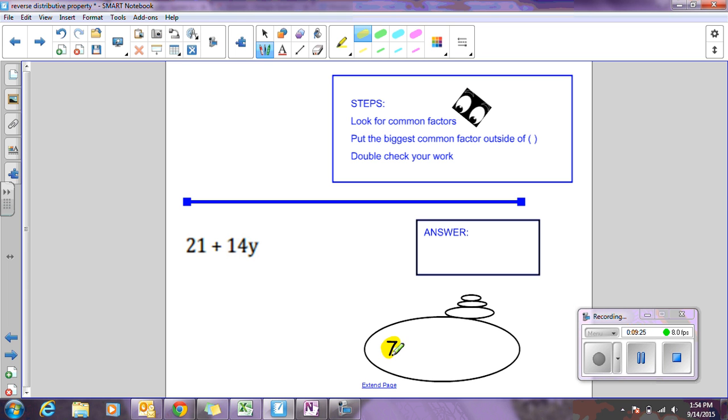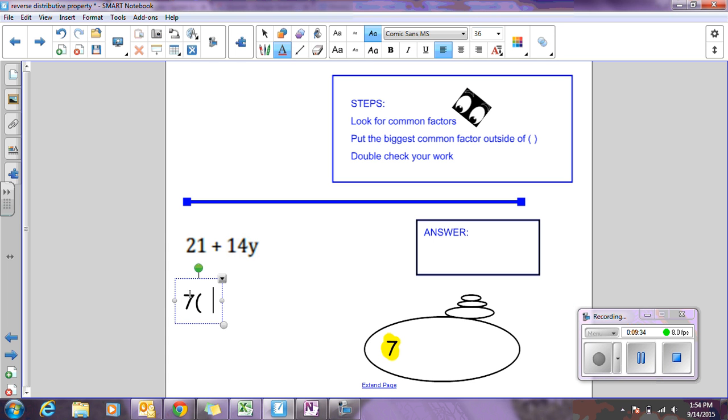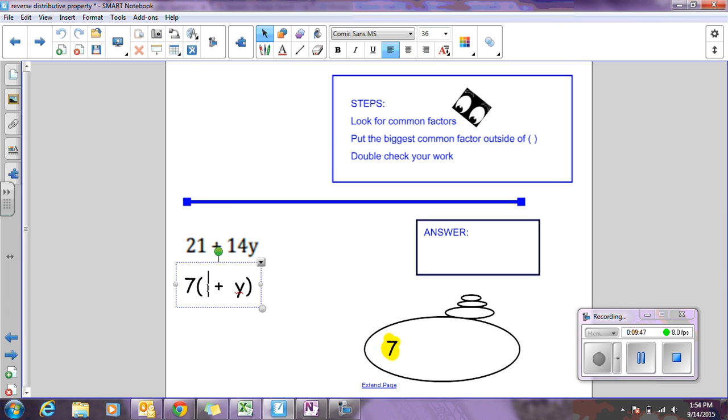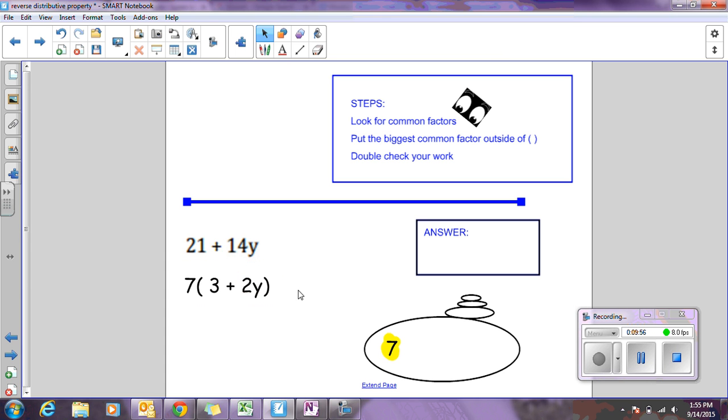So the 7 is going to go on the outside of the parentheses. So I will write that down. 7 on the outside, parentheses, a plus, and then a y. And let's get to thinking. 7 times what is 21? 7 times 3 is 21. 7 times what is 14? Yep, 2y. So let's check our math.